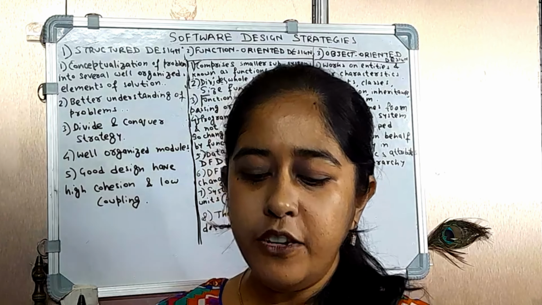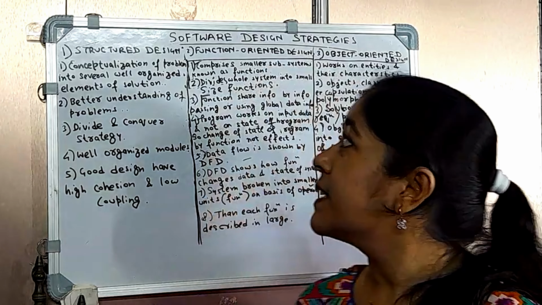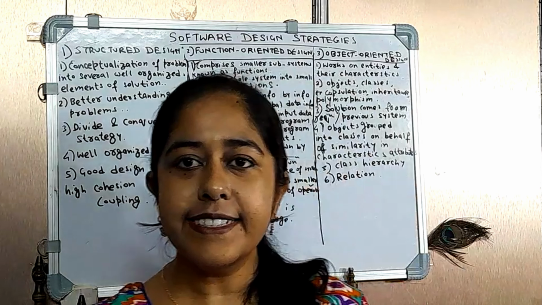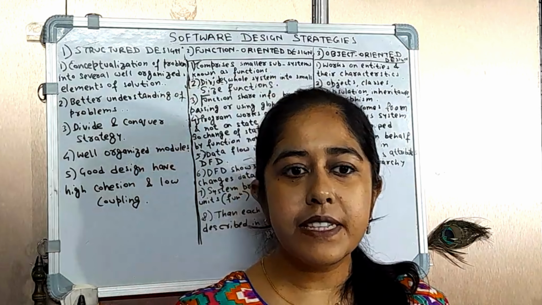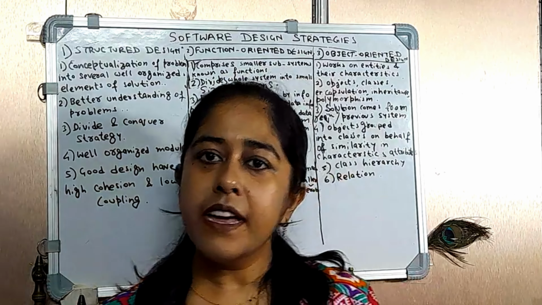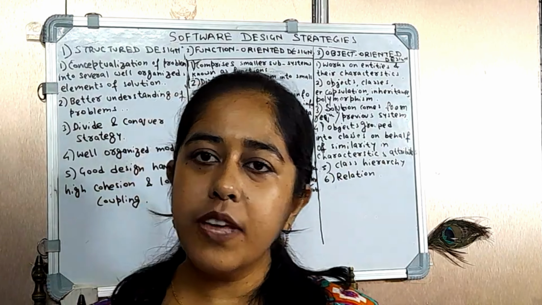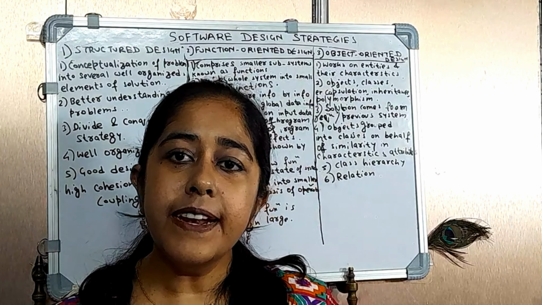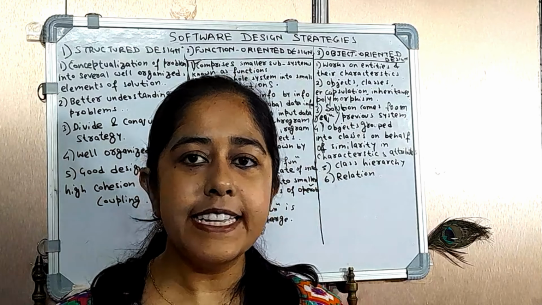Okay, so in today's class we are going to discuss software design strategies. In our previous class we covered cohesion and coupling. At that time we also saw how we were designing our software, and we looked at structured design. What was structured design? We talked about that one also. Here we will see different strategies of software designing, right?